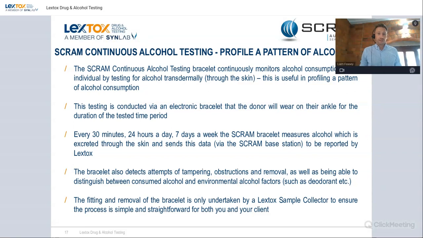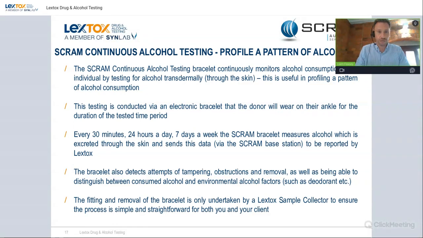Okay, so the blood and the hair are very good at going back retrospectively in time. SCRAM is very good at monitoring alcohol consumption on an ongoing basis. SCRAM stands for Secure Continuous Remote Alcohol Monitoring, and it's a device which is worn on the ankle, and it tests for alcohol every 30 minutes of every day that the device is worn. So SCRAM tests for alcohol which is present in the sweat or perspiration of the individual.